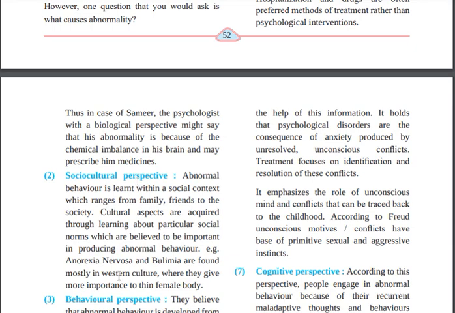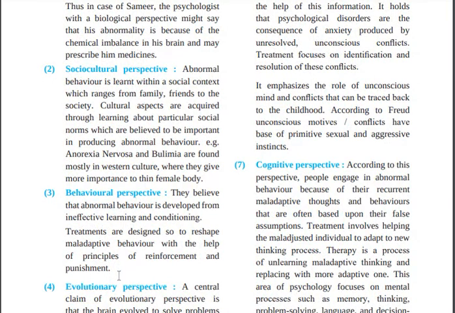Second perspective: we are just focusing on why the person is behaving in an abnormal way, because of which perspective. Then the socio-cultural perspective. Abnormal behavior is learned within a social context. Socio means related to society. Biological we are done, now the societal perspective. Abnormal behavior is learned within a social context which ranges from family, friends and society. So this abnormal behavior is actually learned through society only, in your family, with your friends or society.